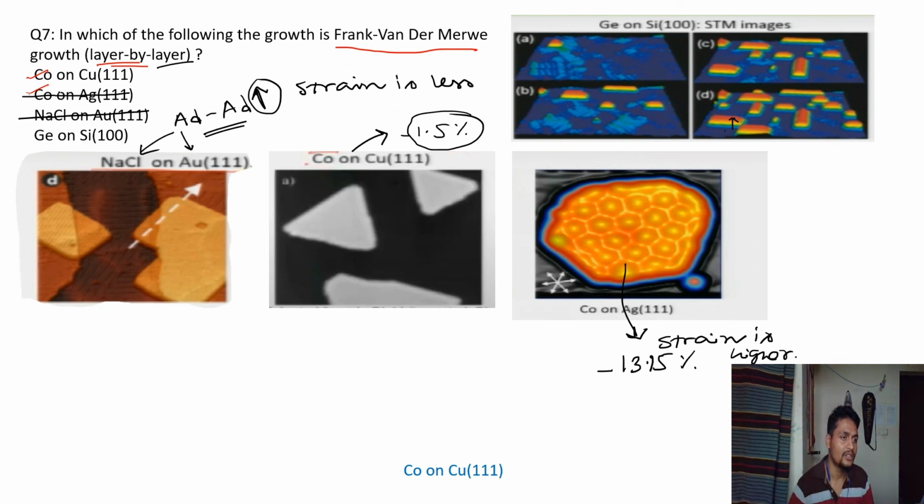So this will be your answer. Copper, because there's very less strain. Strain is minimum, and also the surface is actually guiding. You can see the symmetry of the surface, and this is sixfold. The symmetry of the surface is actually guiding the geometry of the add layer.